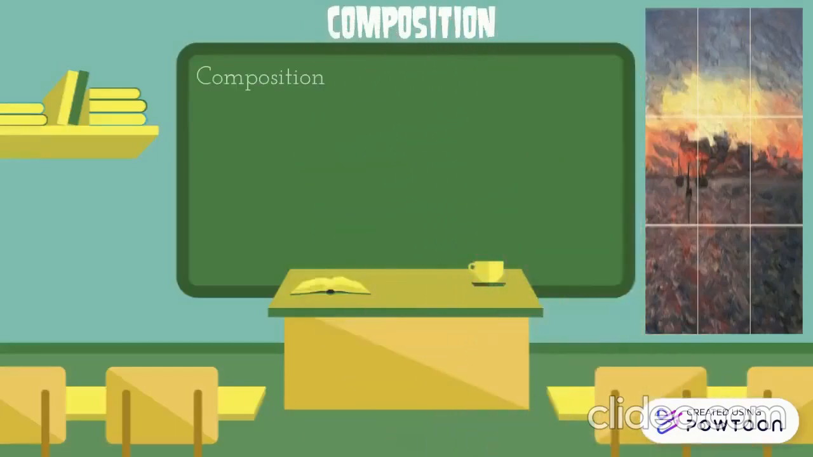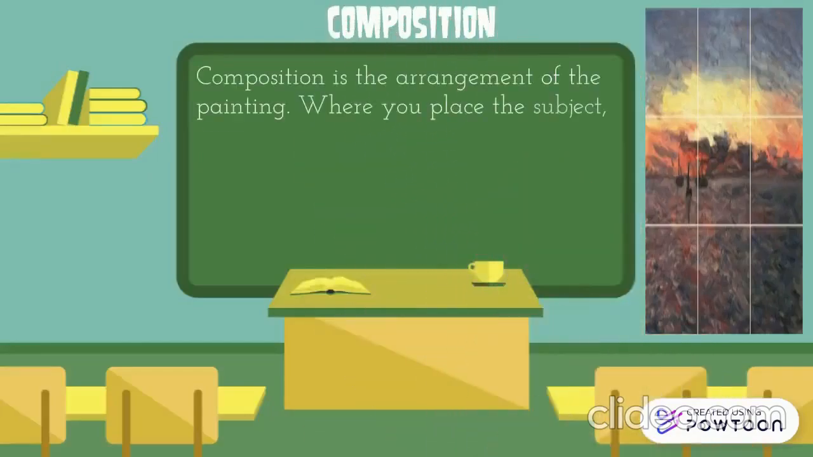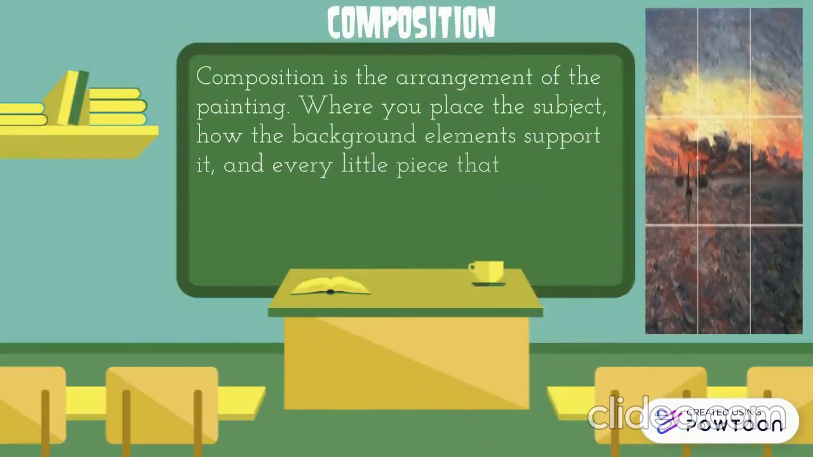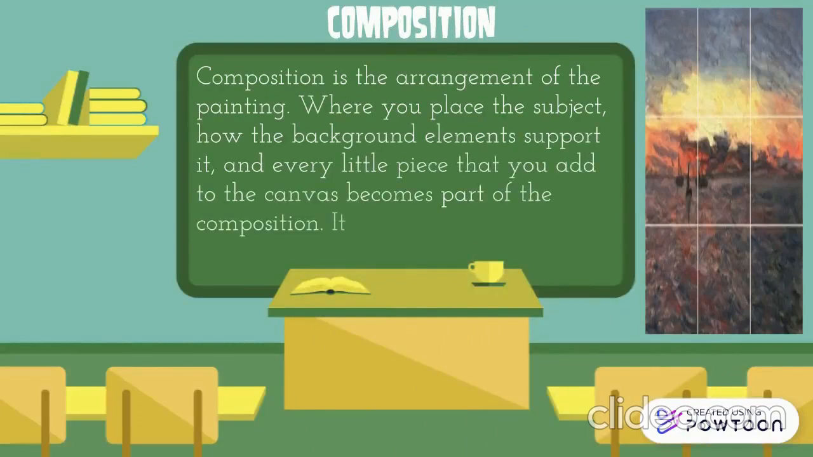Composition is the arrangement of the painting: where you place a subject, how the background elements support it, and every little piece that you add to the canvas becomes part of the composition. It is critical to how the work is perceived.